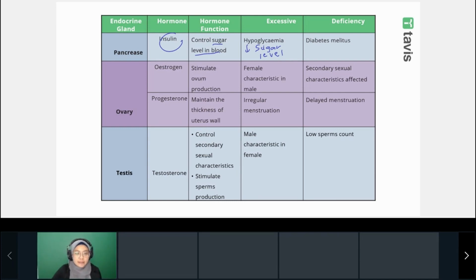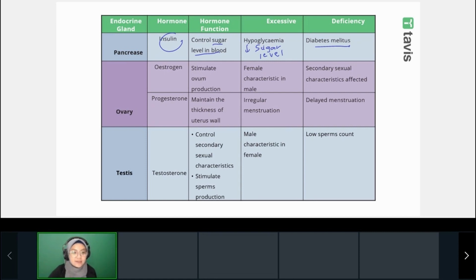That is a situation where your body lacks sugar. Now, deficiency of insulin: if your body doesn't have enough insulin, how can the sugar be converted into glycogen to be saved in the liver? That's why it causes diabetes mellitus, a high sugar level in the body.